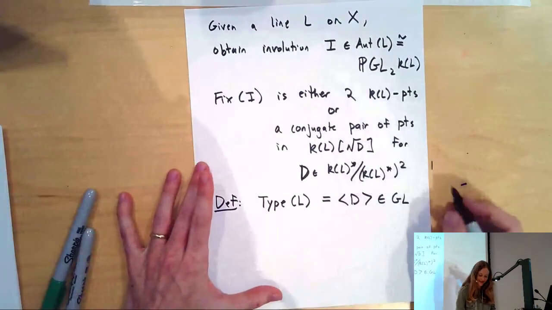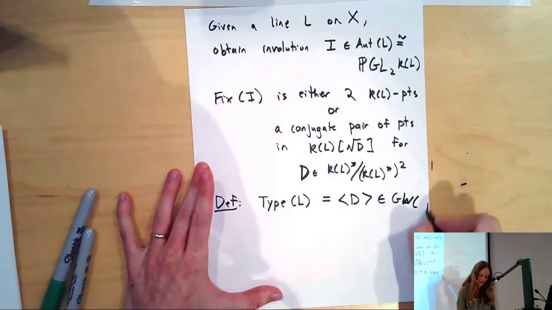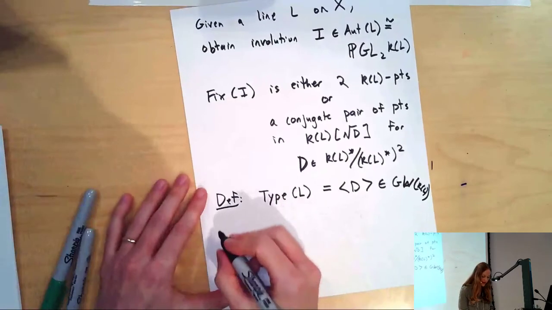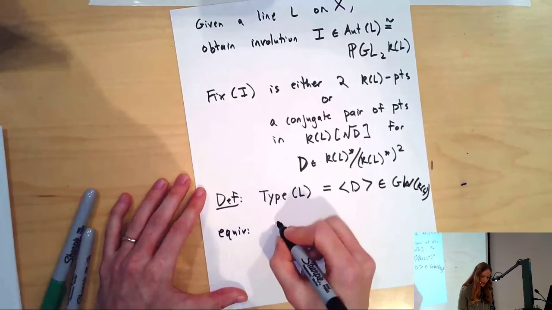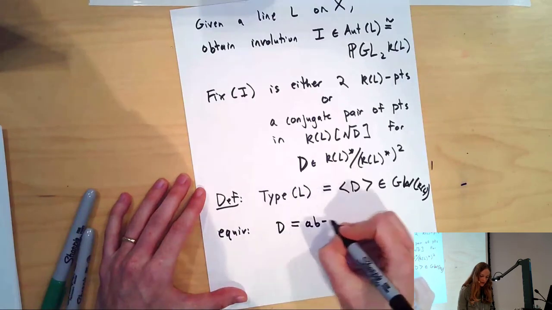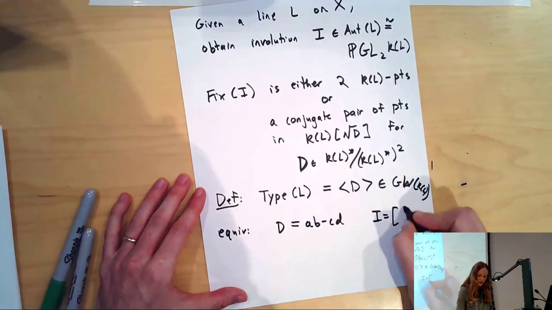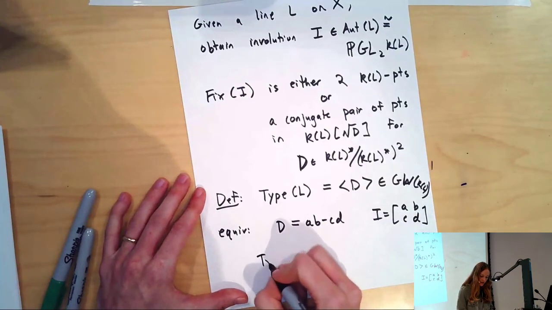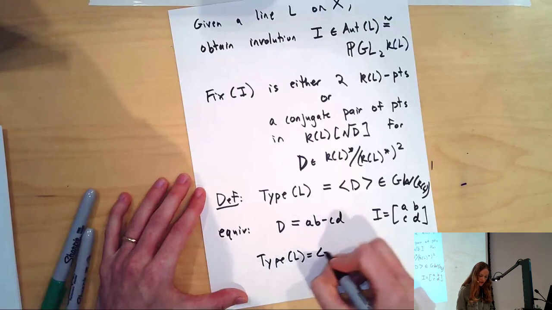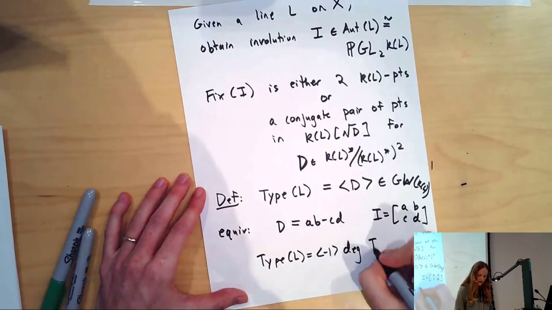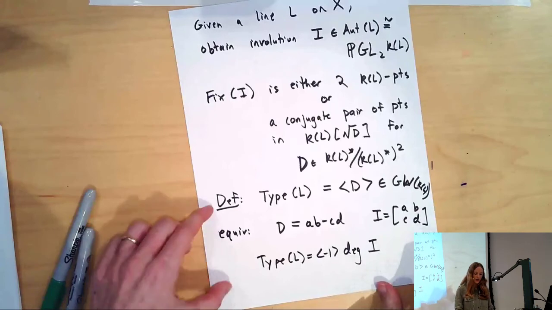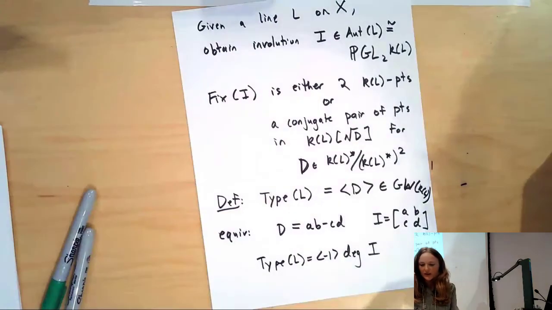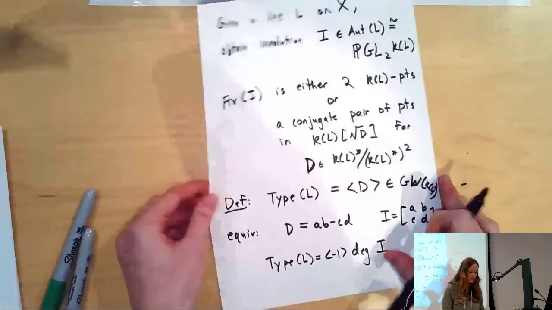We're almost done. In the Grothendieck-Witt group of K(L), this is equivalent to, we could let D equal AB minus CD if we choose a coordinate, and we have this. We could also have the type of L is -1 times the degree of the involution I. The type of L is picking up something about how the tangent space is moving along the line.